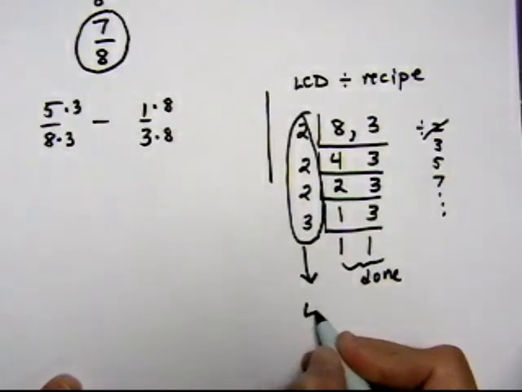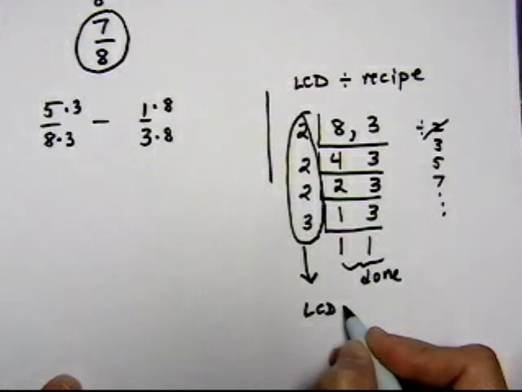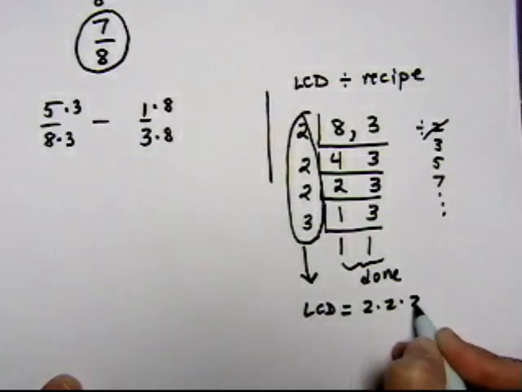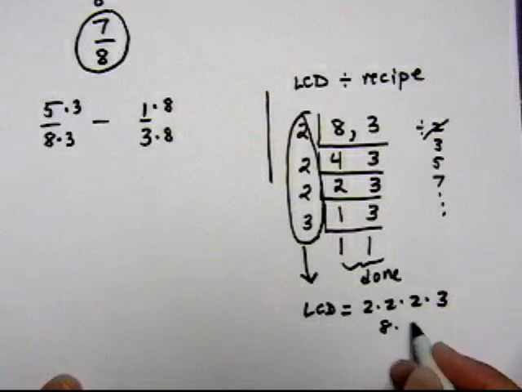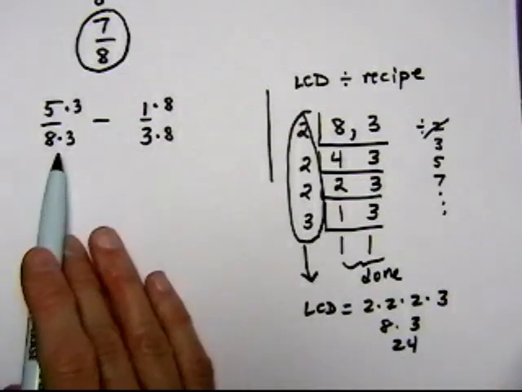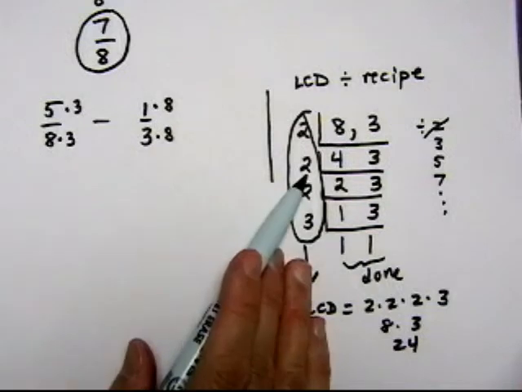is right here along the left side. We're going to multiply 2 times 2 times 2 times 3, which gives us 8 times 3, or 24. Alright, so if the LCD value doesn't really jump out at you, that's one way you can find it.